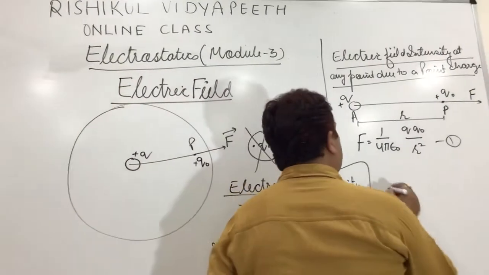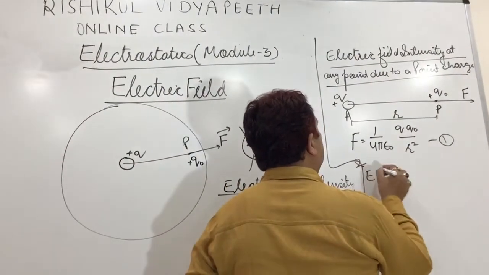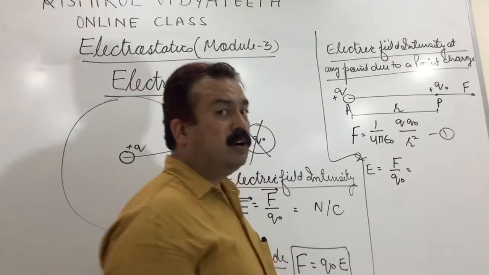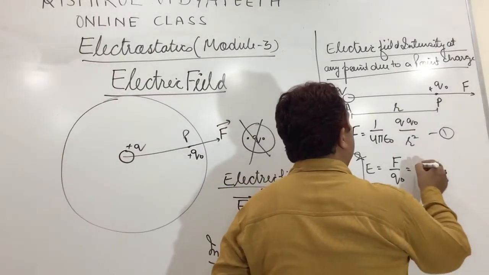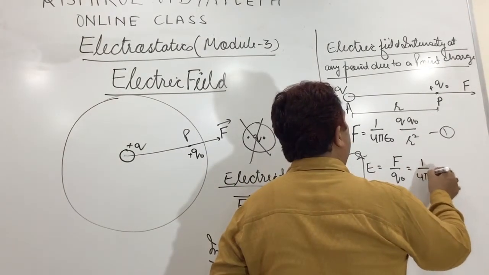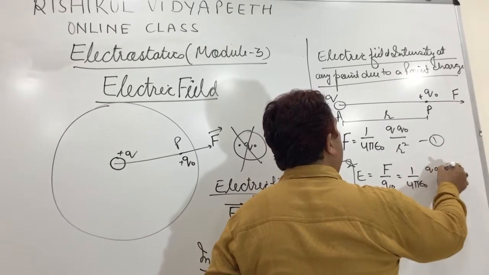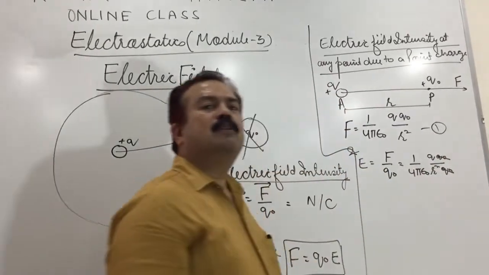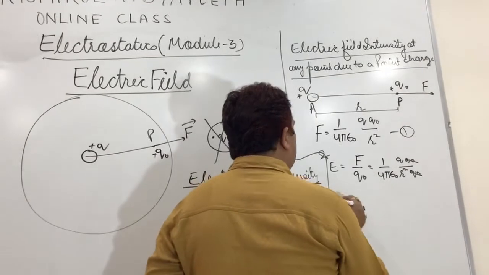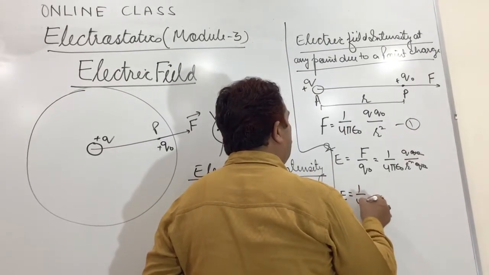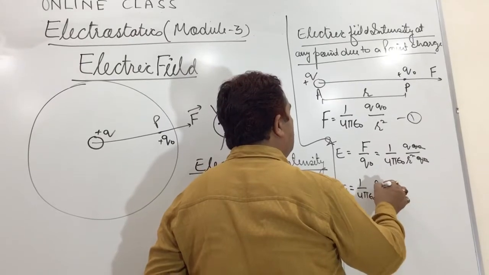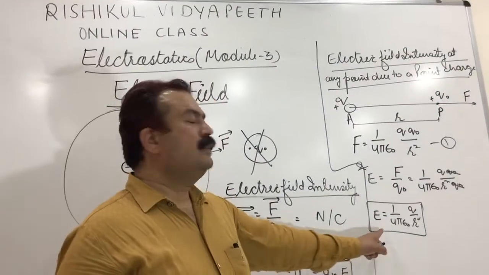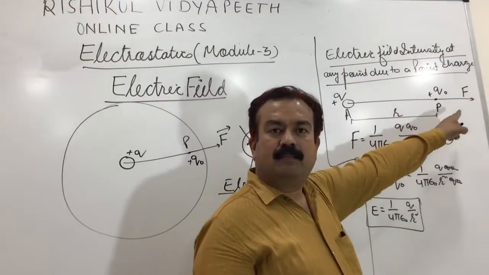Now, the electric field intensity equals force upon test charge. So now it becomes 1 upon 4 pi epsilon naught Q Q naught upon R square into Q naught. Q naught is cancelled out with this Q naught. So finally, electric field becomes 1 upon 4 pi epsilon naught Q upon R square. This is the expression for electric field intensity at any point P.